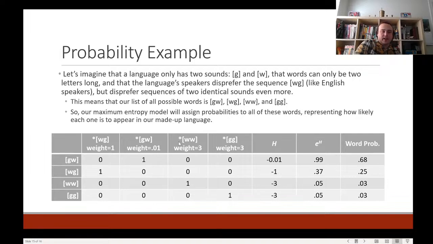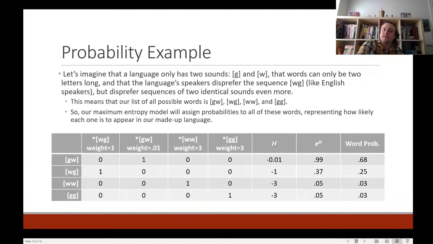WW violates this constraint, star WW, which has a weight of 3. So we're going to take 3, multiply it by 1, multiply that by -1, and get an H of -3. And then our last row here, GG, same thing, weight of 3 in the constraint it violates. 3 times 1 is 3, times -1 is -3. Again, if one of these words violated more than one constraint, you would just sum those weighted violation counts across the row and multiply that whole sum by -1. This is just a simple example, so each thing is only violating one constraint.